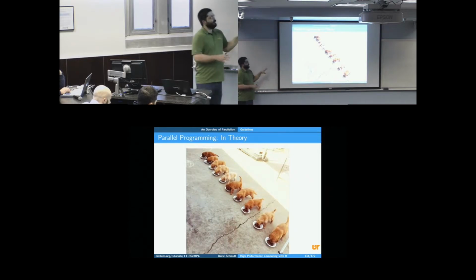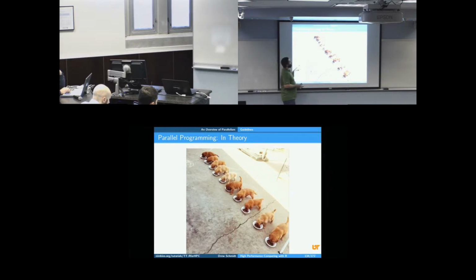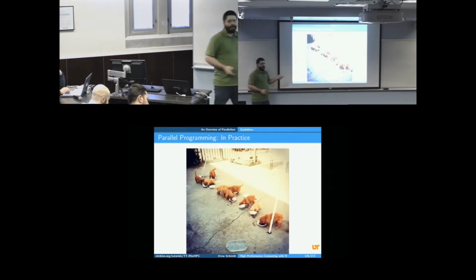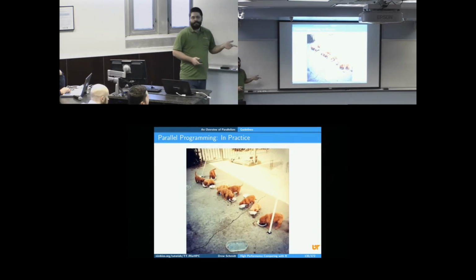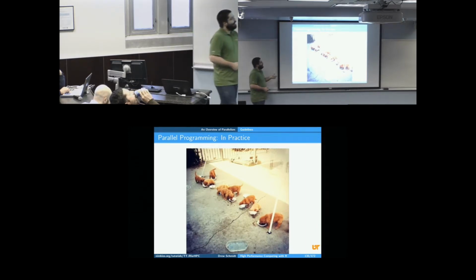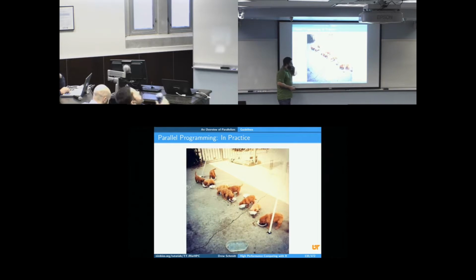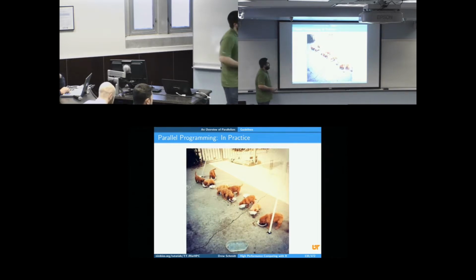So this is parallel programming in theory, right? In theory, it's like this, where all of the resources are very nicely lined up with the data. In reality, it tends to look a little bit more like this, right? Where it's chaos and madness, and God help us all.